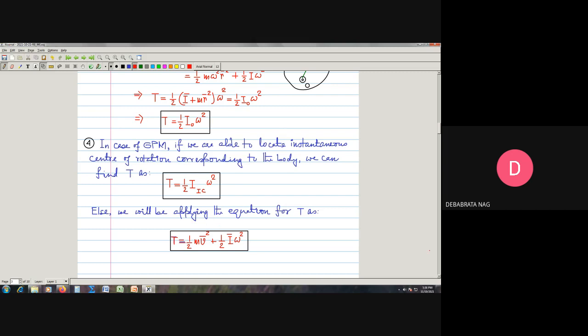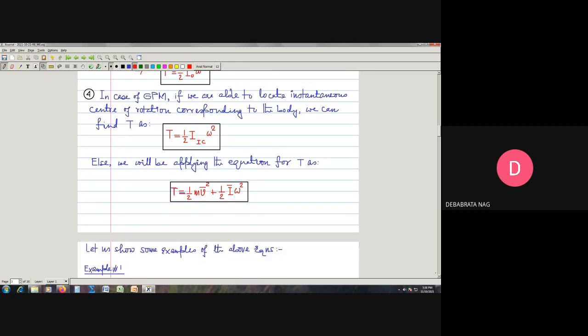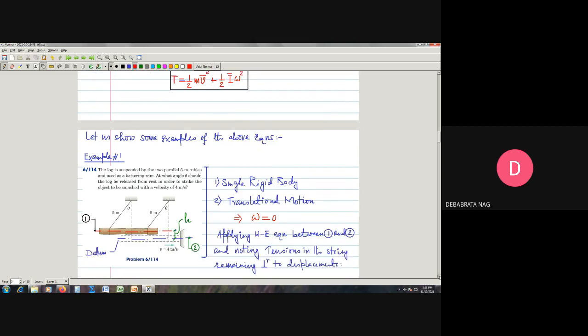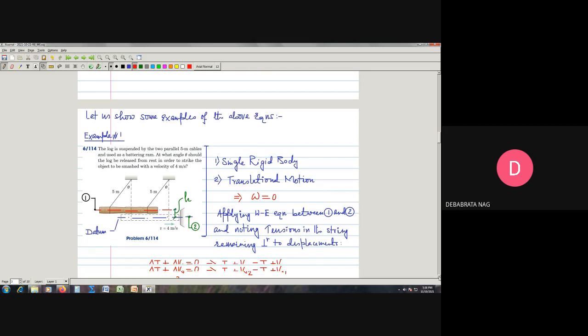So with these theoretical backgrounds in mind, let us now embark and show some examples which actually try to elaborate the application of the theory we have studied so far. So let us begin with our first example. This problem is taken from the book of Meriam, and the problem number is 6/114. Let us go through this problem first.